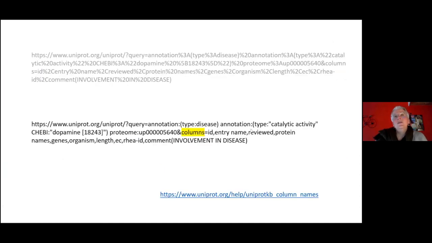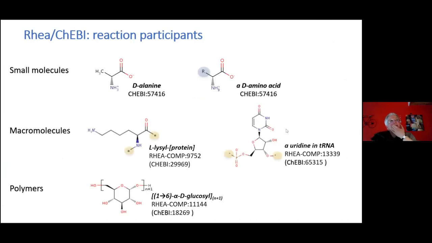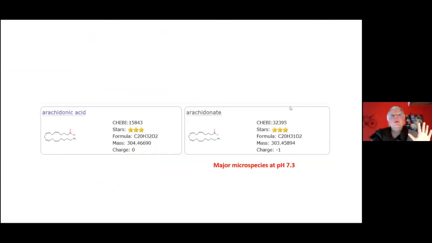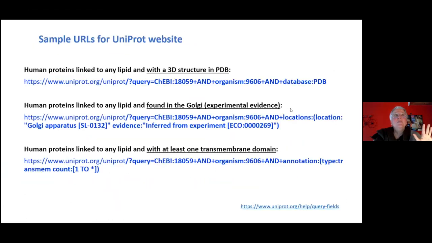And if you want to add columns, you can do it either manually or by doing the query directly on the website. And if you want additional information, you can go to our help page following this link. Okay, maybe I will skip this because we are quite short on time.